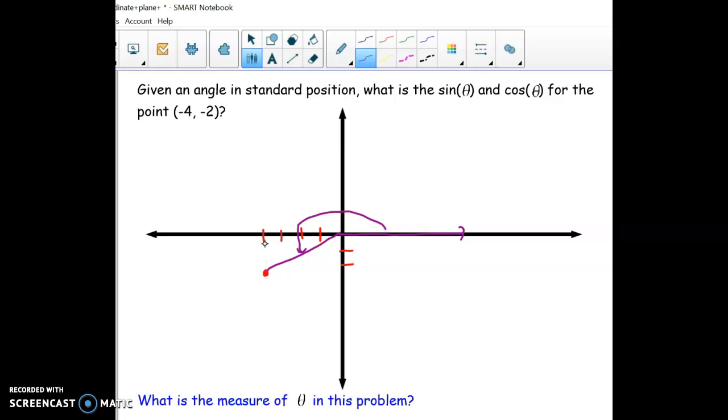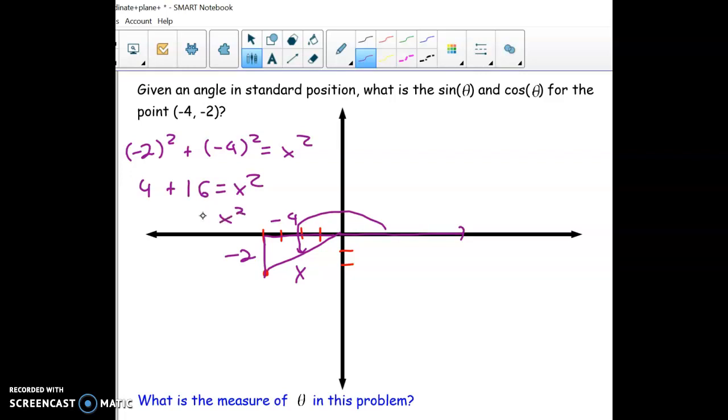Okay, and this is going to be kind of tricky to figure out the sine and cosine for this. Well, actually, it probably won't be too bad. I can just label these sides. This would be -2 and this would be -4. And so we can do the hypotenuse quick by doing leg squared plus leg squared equals hypotenuse squared. So that would be x here. So we'd have 4 plus 16 equals x squared. So x squared is 20. That means x is the square root of 20. So that's going to be this side right here. That's going to be root 20.